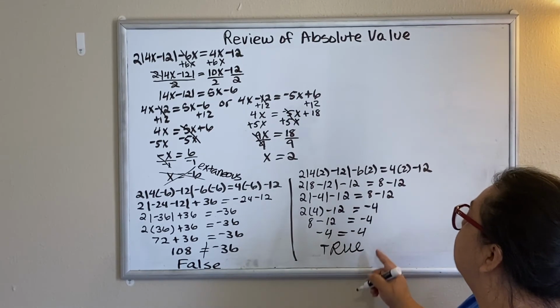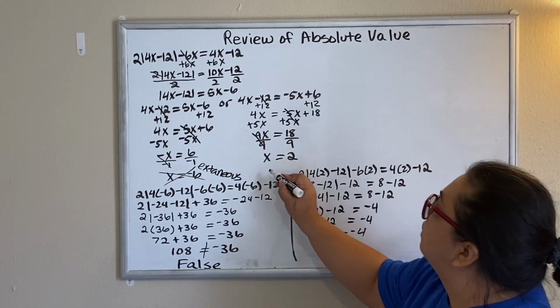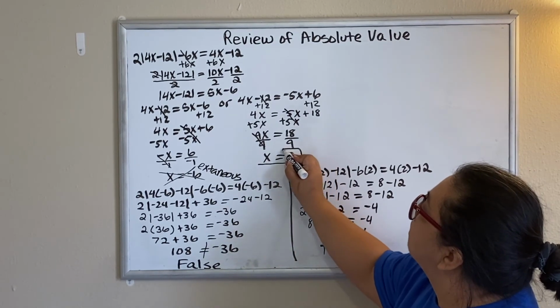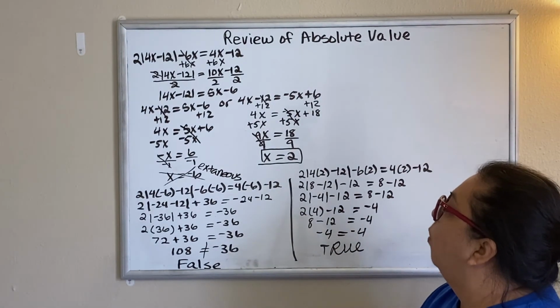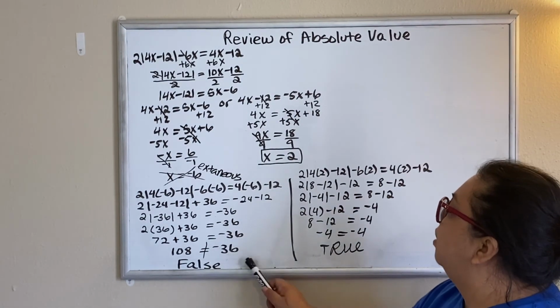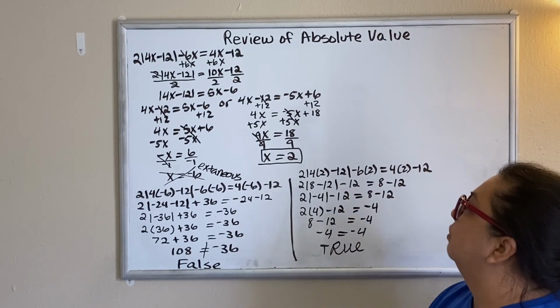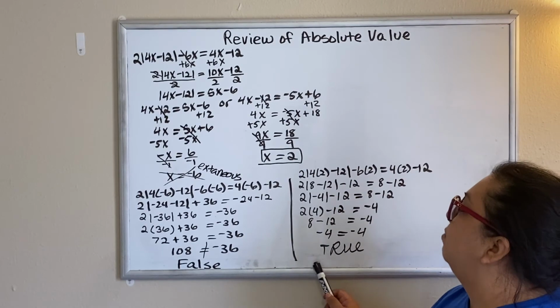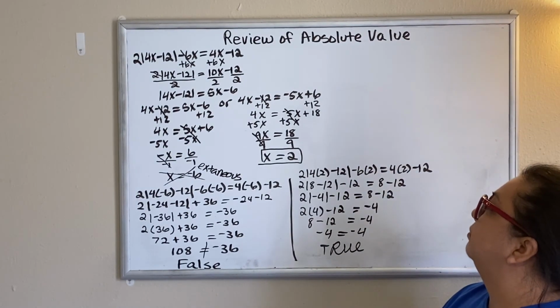So, since we get a true statement, when we plug in 2, x equals 2 is a solution. And for this problem, we have one solution. If both of these had turned out to be true, we would have had two solutions. If both had been false, we would have had no solution.